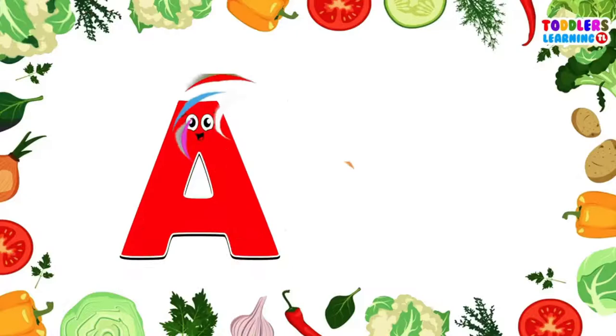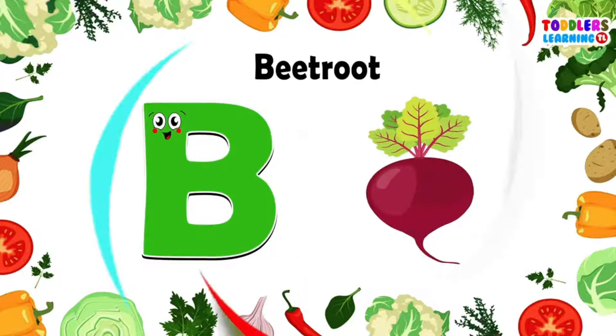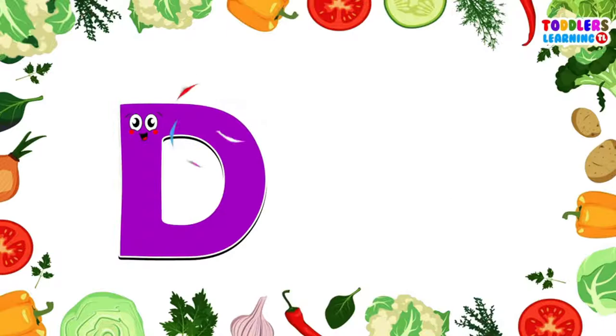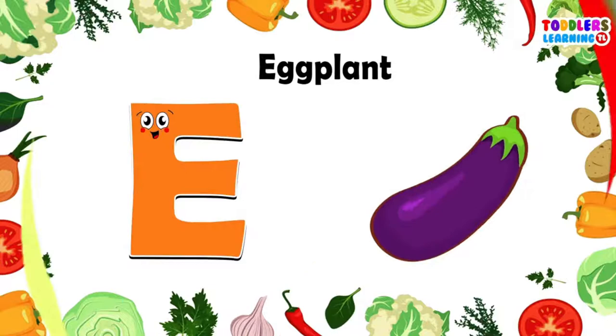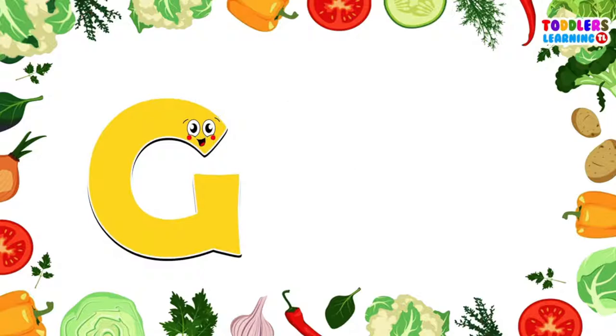A for asparagus. B for beetroot. C for carrot. D for bacon. E for eggplant. F for funnel. G for ginger.